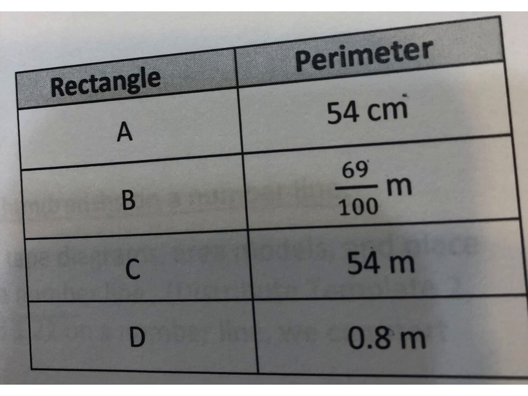Here's our math warm-up. It shows the perimeter of 4 rectangles, and go ahead and pause so the kids can go ahead and give this a shot, ranking them from largest to smallest, keeping in mind that the information they're given is in different units.